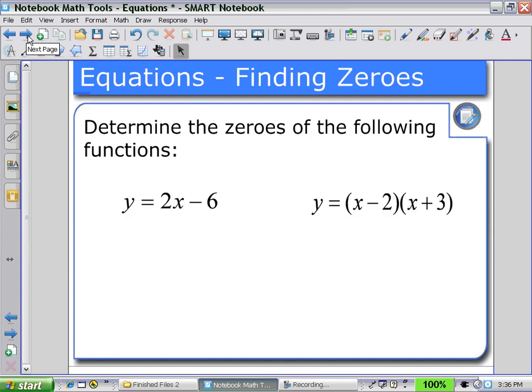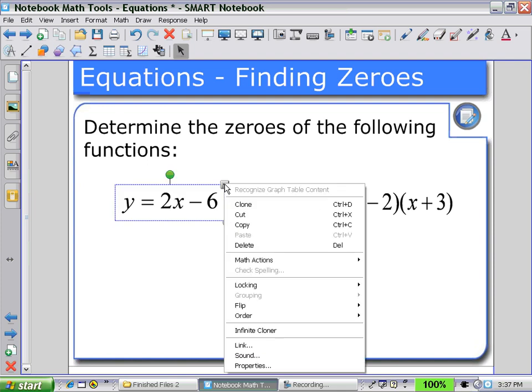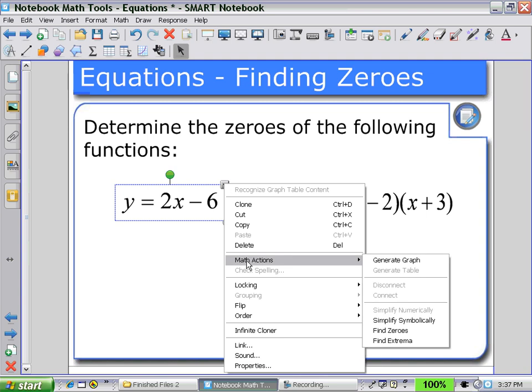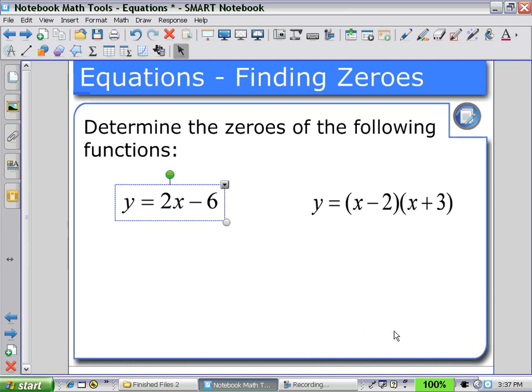Here we can start to find zeros. So again, the students may calculate and then check their answer. So selecting math actions. This time we're given many choices. In this case, we're looking for zeros. So finding zeros, and it works out to the one solution.